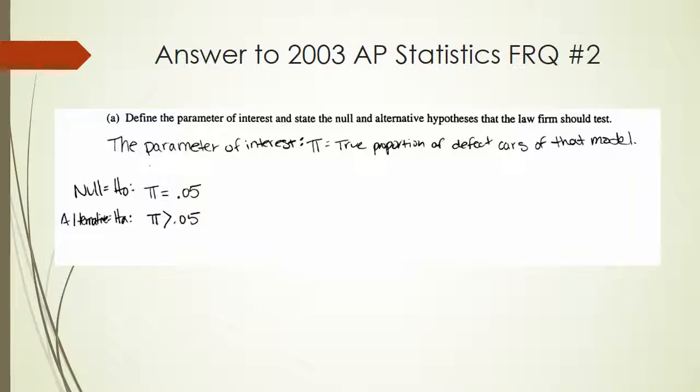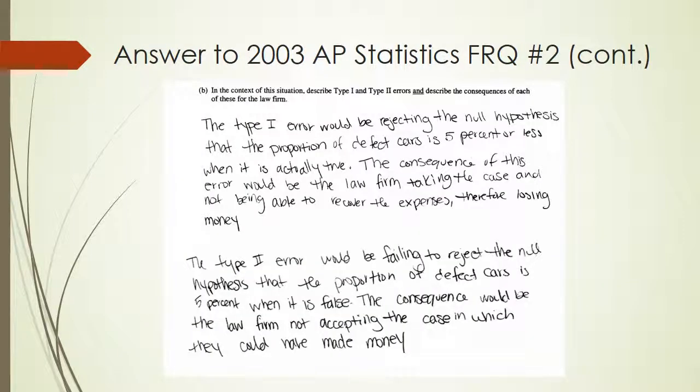So for part A, the parameter of interest is the true proportion of defect cars of that model. The null hypothesis is that that value is equal to 5%. The alternative is that it is greater than 5%. For part B, a type 1 error would be rejecting the null hypothesis that the proportion of defect cars is 5% or less when it is actually true.